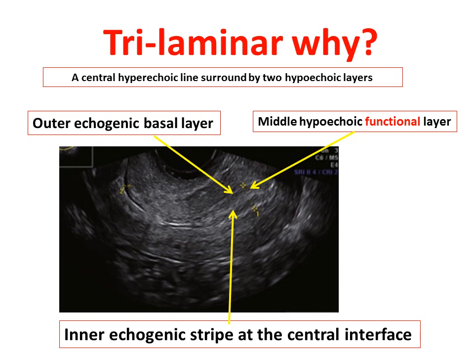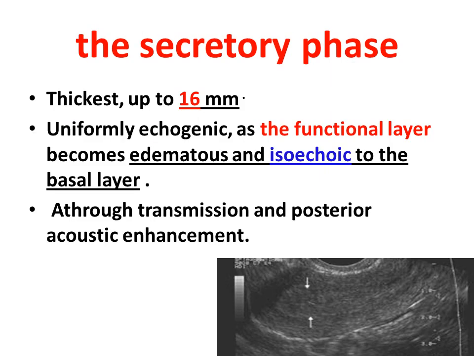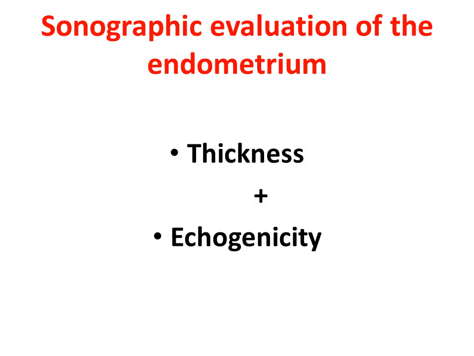It comes from reflection of the endometrium. It is not a real layer. We have only zona basalis and zona functionalis, and the third line represents division of the zona functionalis by the reflection of the endometrium at the central interface. After ovulation, the secretory endometrium appears as a thick hyperechogenic layer with disappearance of the trilaminar appearance due to edema and isoechogenic appearance of this basal layer.